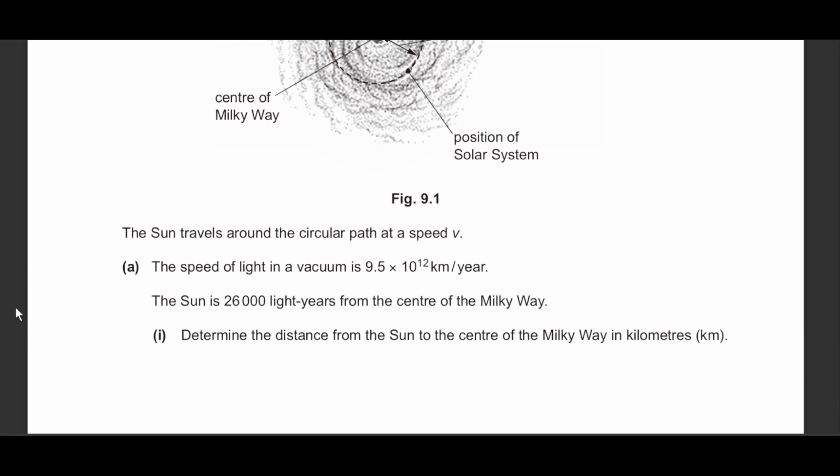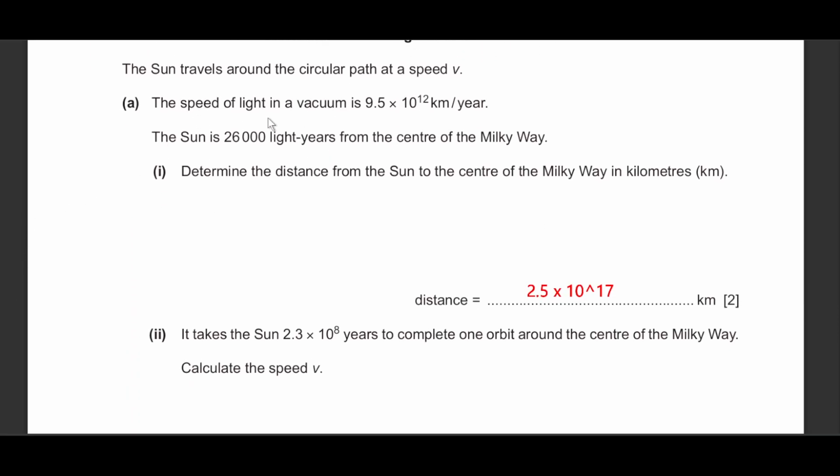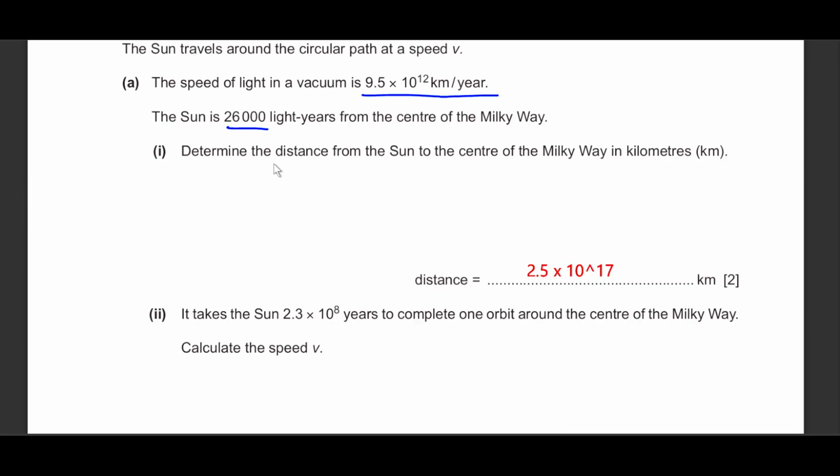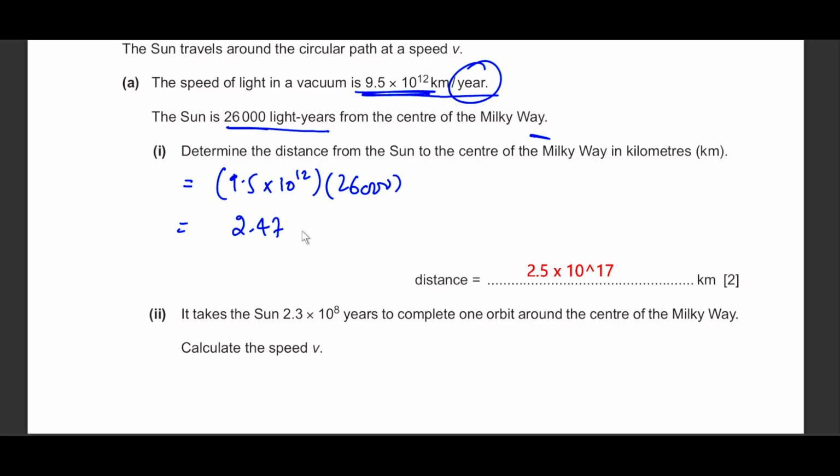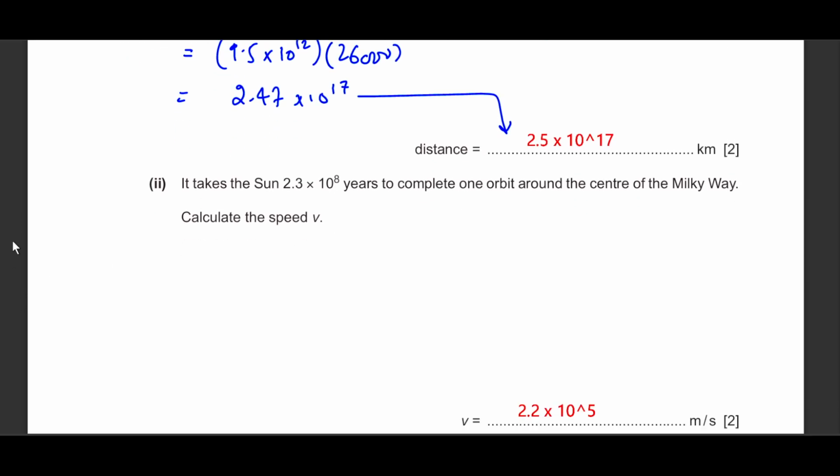Space physics. All right, he says that the sun is 26,000 light years from the center of the Milky Way galaxy. The speed of light in vacuum is this many kilometers per year. Determine the distance from the sun to the center of the Milky Way. Simply, if we have these many light years available, and in 1 year light covers this much distance in kilometers, we can simply multiply these two numbers together. So 9.5 × 10^12 × 26,000 years. This comes down to 2.47 × 10^17, which becomes 2.5 × 10^17 km to 2 significant figures.